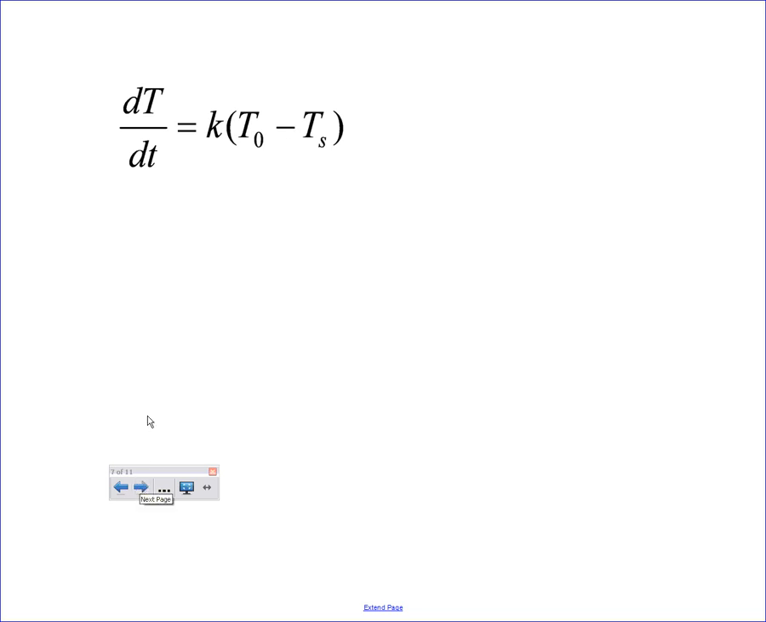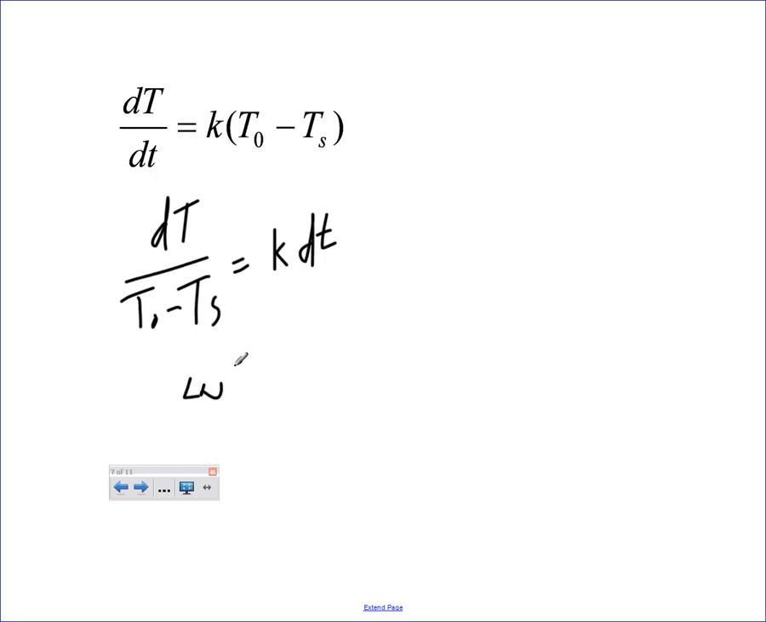What we want to do is turn this differential equation into its actual equation. So we're going to do the old separate the variables trick. It's going to turn into dT over T sub 0 minus T sub s equals k dt. We're going to integrate both sides, like so. This is going to be a u primed over u situation because the temperature of the object is the thing that changes. The temperature of the surroundings is a constant. And so this side is going to turn into the natural log of the absolute value of T sub 0 minus T sub s.